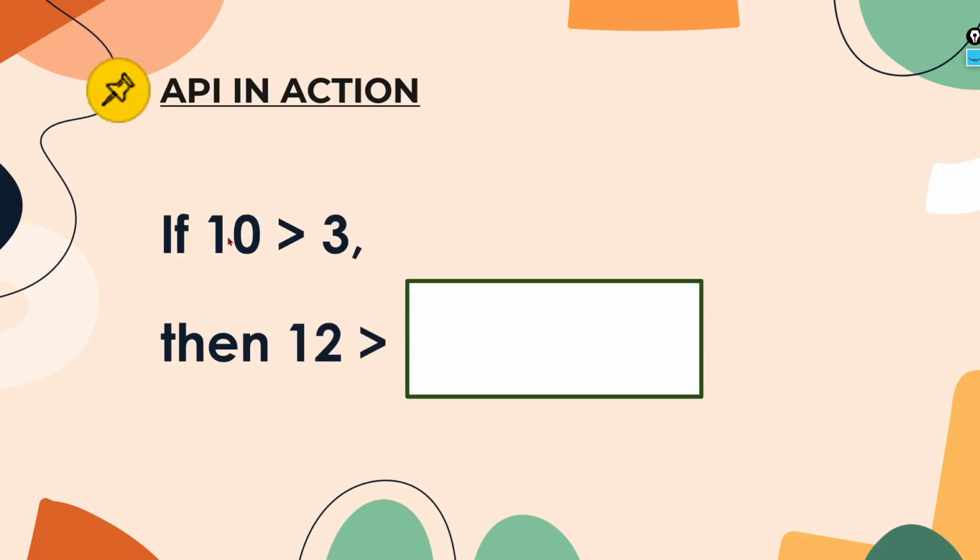So, halimbawa, gamitin natin ito. What if 10, tapos sabi dito, 10 is greater than 3? Sure, we know that. Then, 12 is greater than what? If we stem from this. Look, from 10 to 12, didn't we add 2? We added 2, diba? So, kumbaga, if we follow this inequality, I'd put 5 there. 12 is greater than 5. If we used our API.